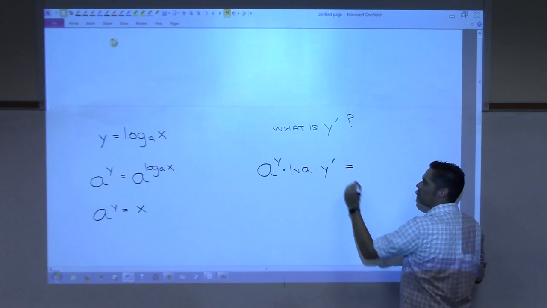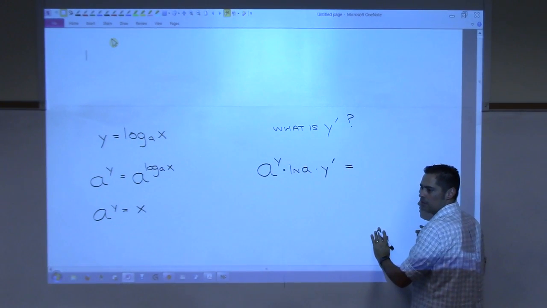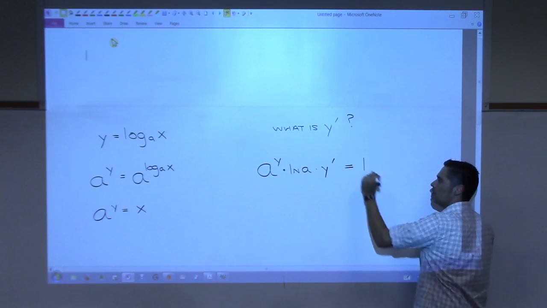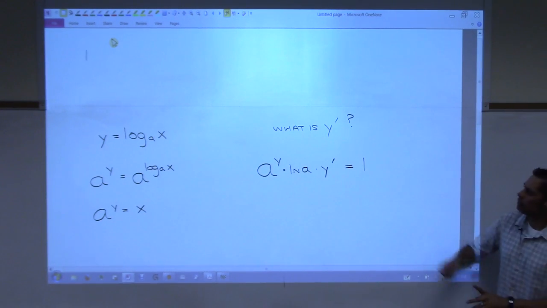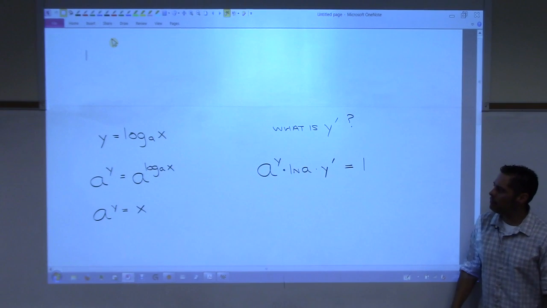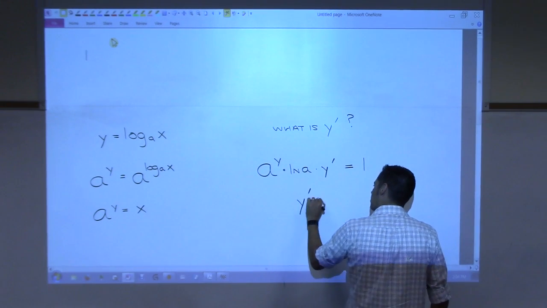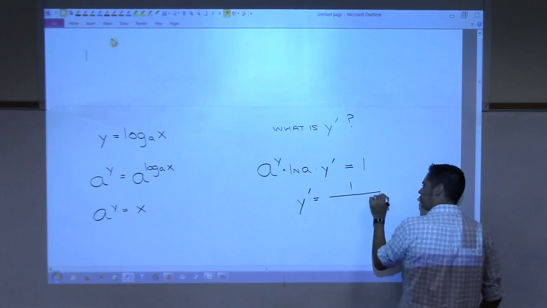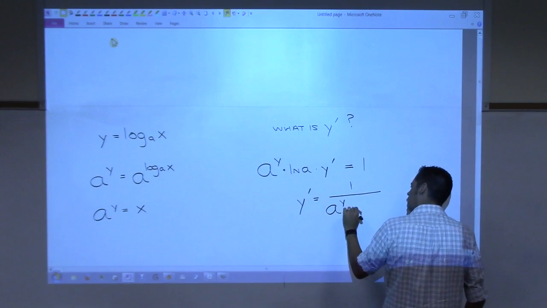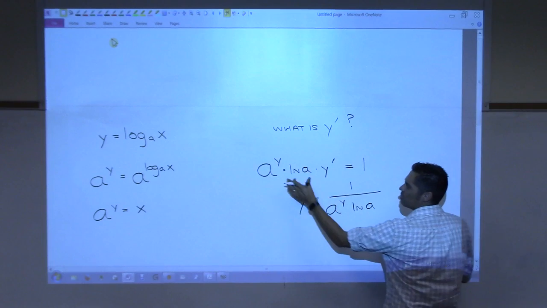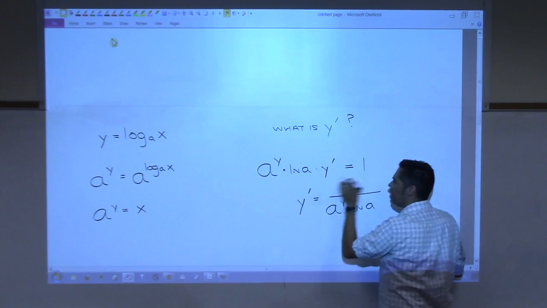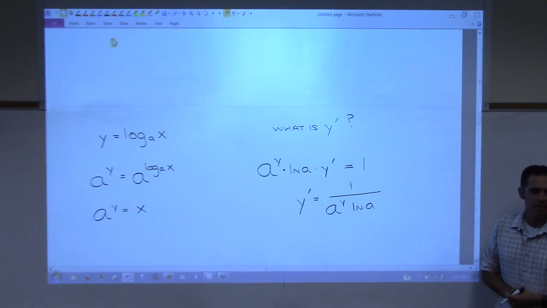Right side equals, what's the derivative of x with respect to x? 1. What am I solving for? Y prime. Can you isolate y prime for me? You just divide everything. So how about this? 1 over a to the y natural log a. So I just took this whole big chunk, divided it out, and that's what I get, right?